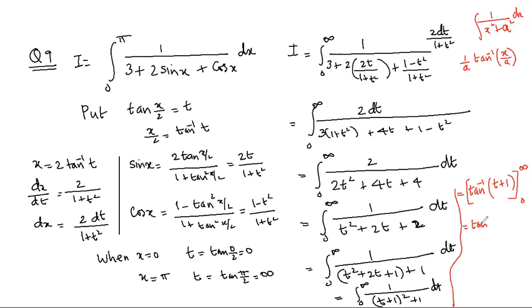So that became tan inverse of infinity minus tan inverse of 0 plus 1. Tan inverse of 0 is 0... so tan inverse of 0 plus 1, it will be pi by 4. Oh, tan inverse 1, correct. Sorry, you are right. Tan inverse of 1 will be pi by 4. It will be pi by 2 minus pi by 4. So the final answer will be pi by 4.